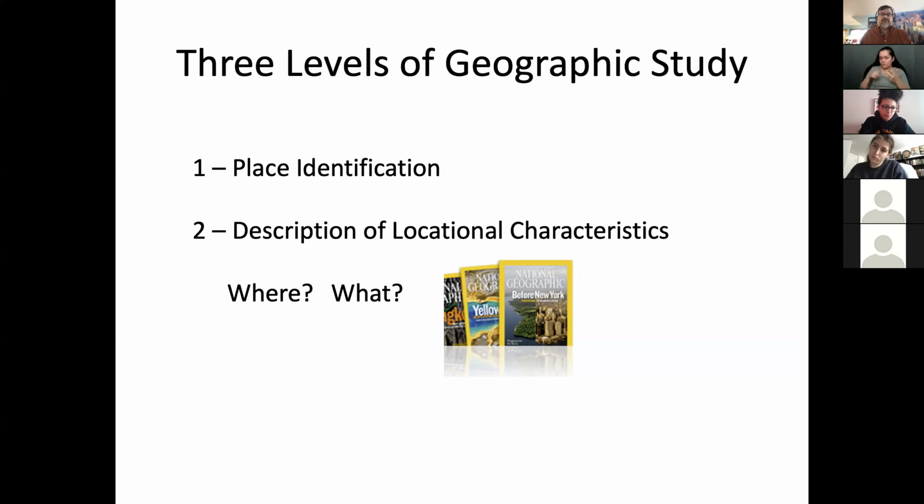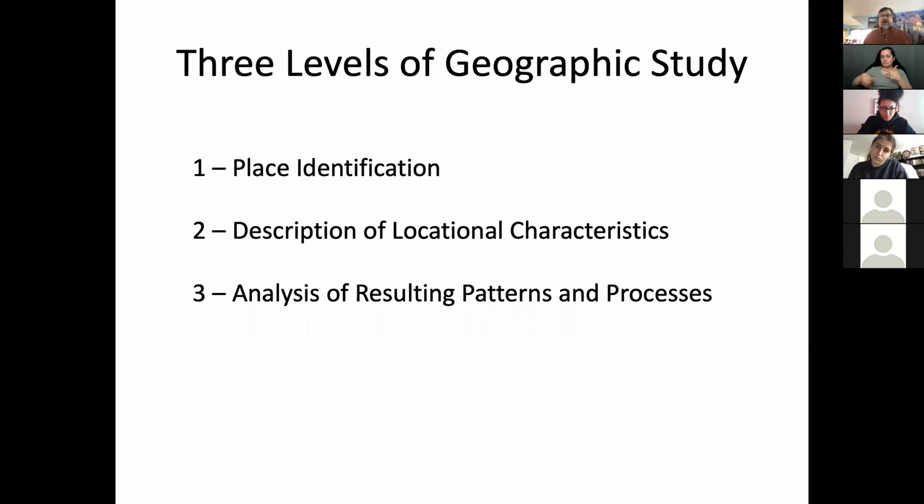Well, National Geographic Magazine, that's one of the ways that this is done. Your free online textbook does this, describes places. Yes, there's a variety of ways we can do this, describe places. So that's our second step or level. Our third level is the most complicated, is the most difficult. It's the analysis. And that sounds more difficult, doesn't it? The analysis of resulting patterns and processes.